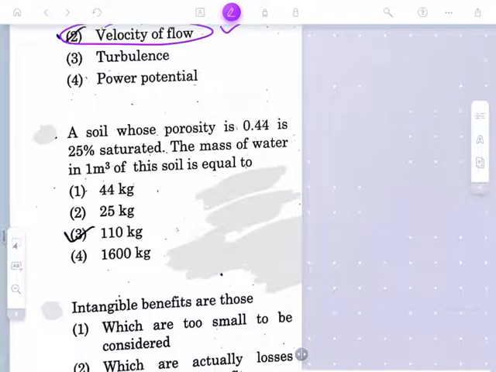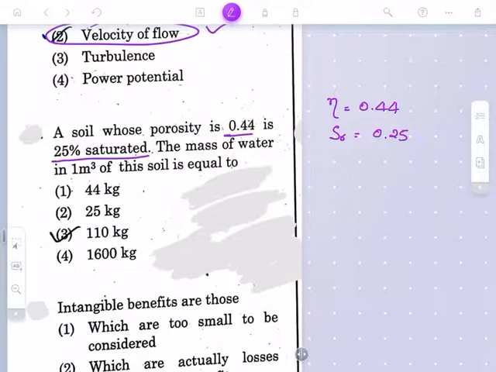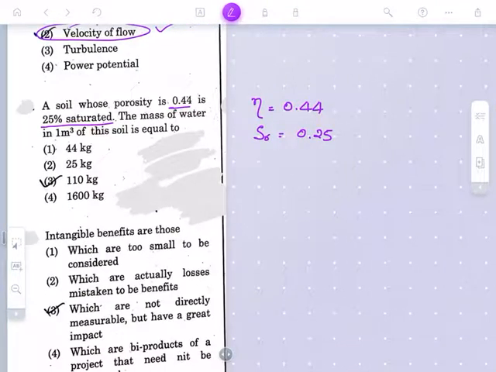See, this is a very important question. A soil whose porosity is 0.44 is 25% saturated. It is telling saturation is equal to 25%, I am taking it as 0.25. What is the mass of the water in 1 meter cube of soil? It is asking us to find the mass of the water, and the total volume of the soil is given as 1 meter cube.